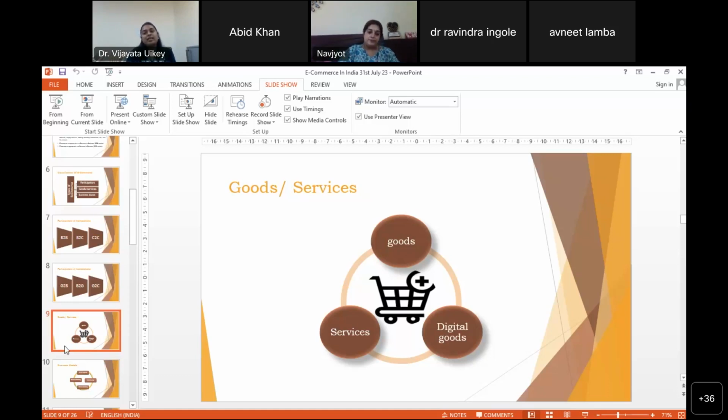Then goods, आपको पता है कि इसको कोई discussion करने की need नहीं है कि कौन से goods are available on e-commerce. Now everything is available on e-commerce.